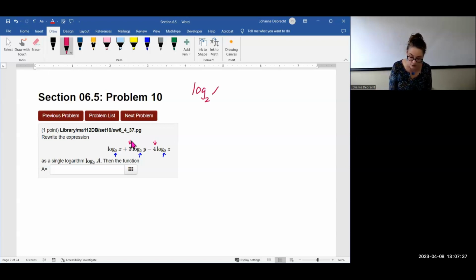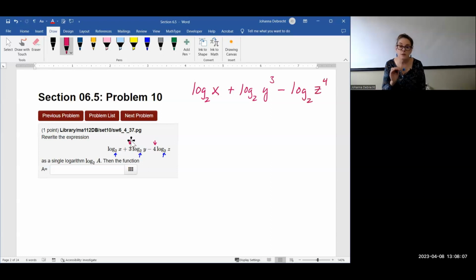So I have log base 2 of x, which had a 1 coefficient, so it stays the same. The second term had a +3 coefficient, so it becomes log base 2 of y to the third power. The 3 at the front becomes a power on the answer part. Now I'm only going to move the 4 because I like to leave the negatives out front. So on the last term, it's going to stay minus, and then it's going to be log base 2 of z to the 4th. If you move the negative, then it becomes a positive, and you can do it that way. That's also correct.